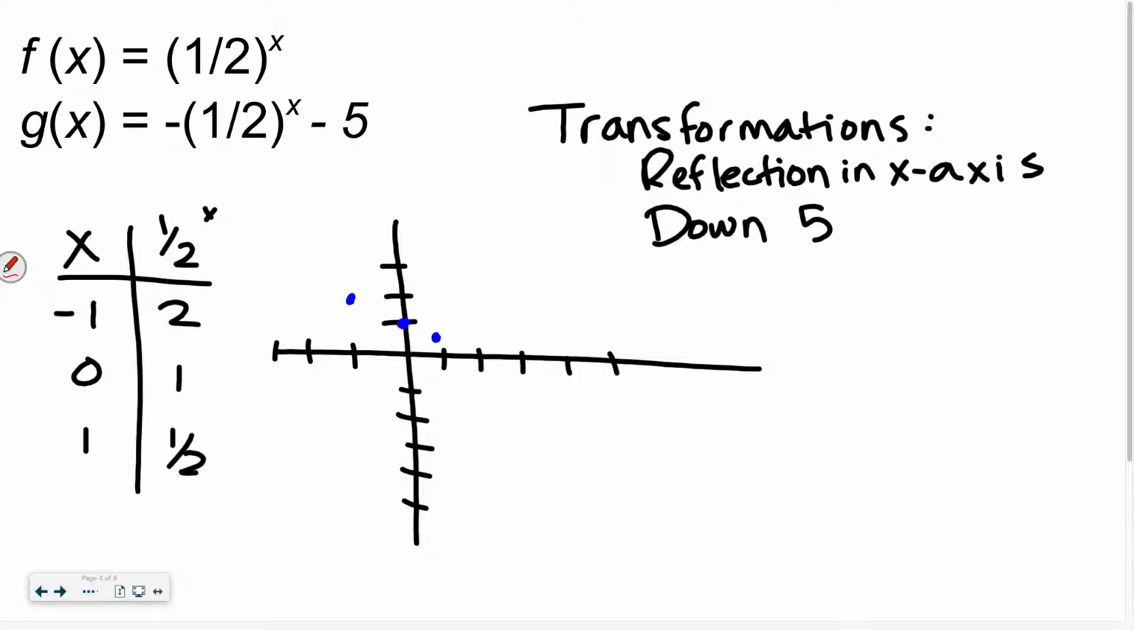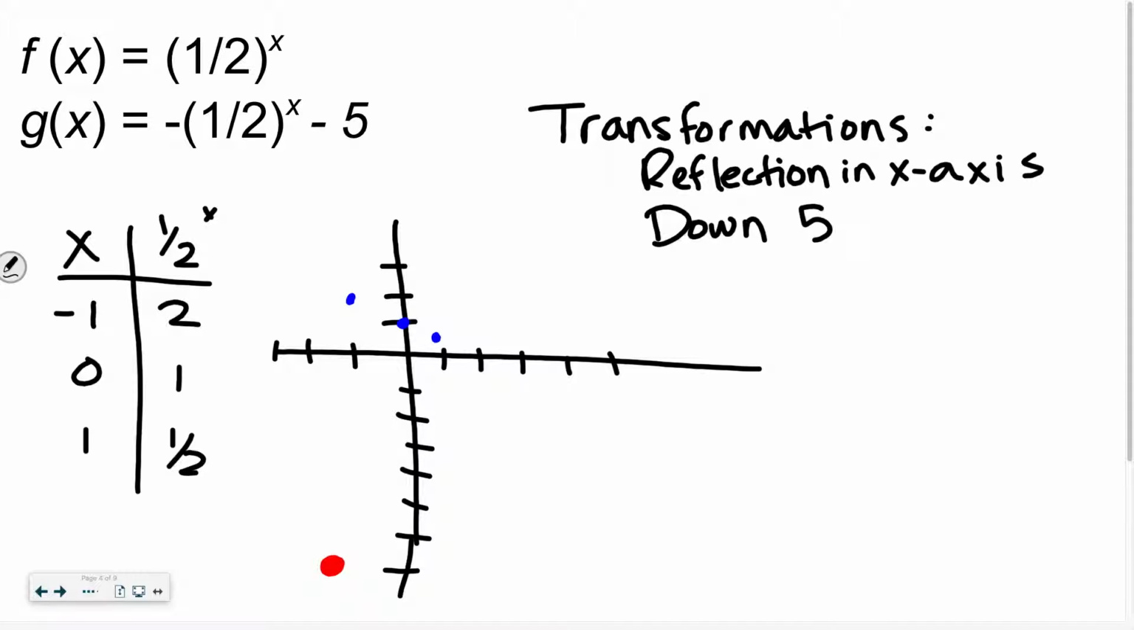So if this is at (-1, 2), when I reflect it, it will be at (-1, -2). And then I'm going to go down 1, 2, 3, 4, 5. Looks like I ran out of tick marks. Yeah, it looks like -7. So reflect first and then count down 5.